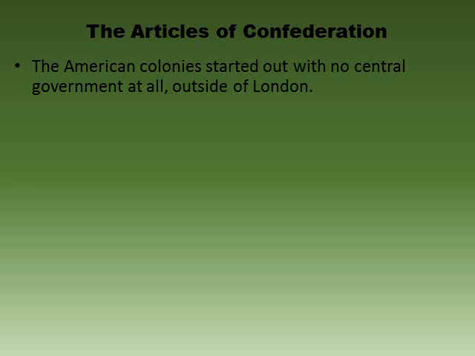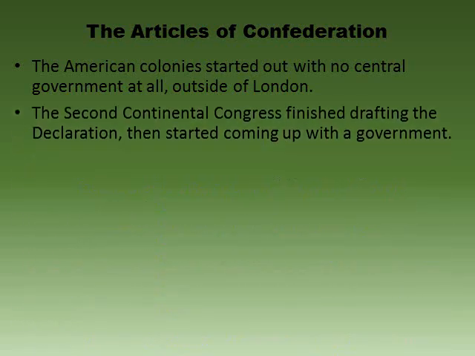So they were just kind of living in their own little world here in their own colony, never really interacting with each other all that much. And so the Second Continental Congress, after they drafted the Declaration of Independence, realized that we need to start coming up with some kind of centralized system, because we have a war on our hands where the British are coming in. And we need to coordinate our efforts among our 13 different colonies, because the British can conquer us one at a time if we're not cooperating together. So they had to come up with some means of coordinating their efforts and having some kind of centralized government.